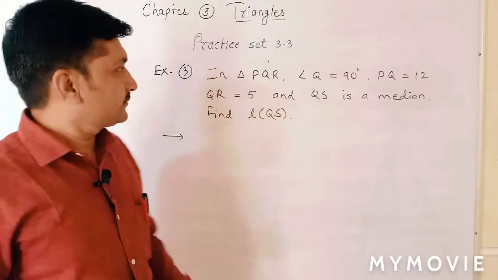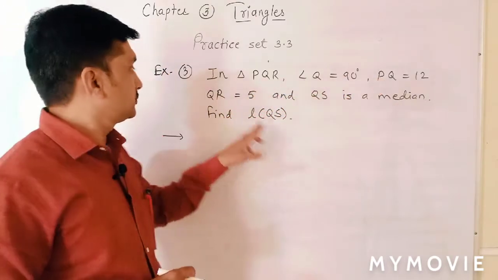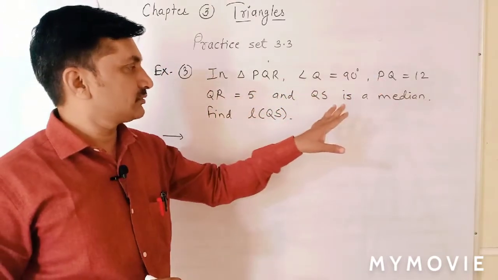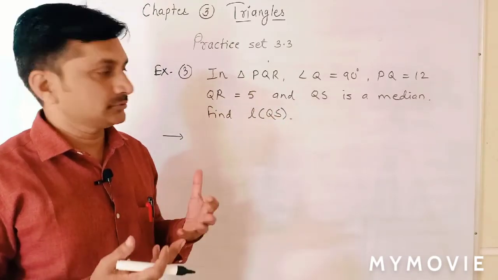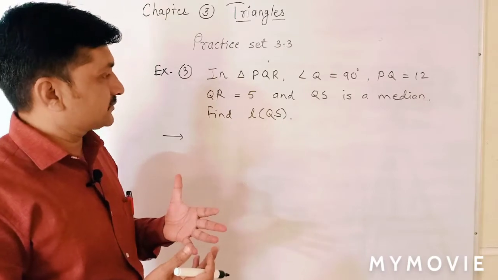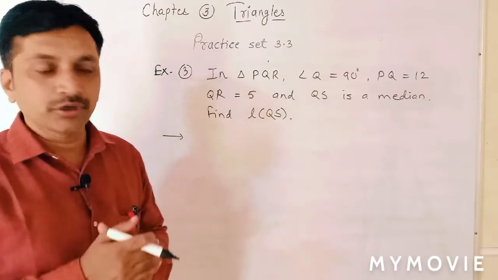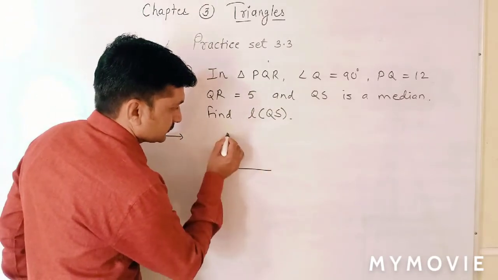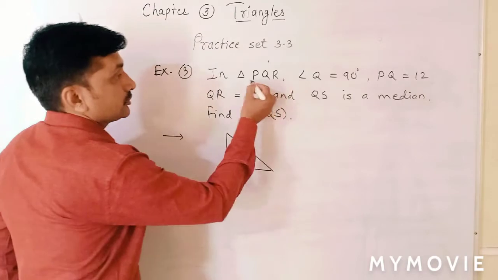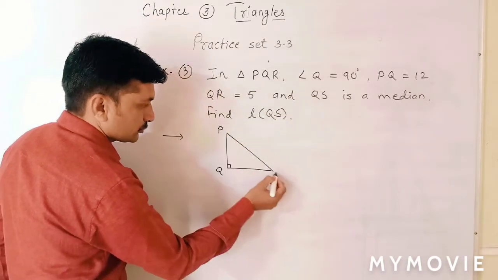Now example number 3. In triangle PQR, angle Q is 90 degrees, PQ is 12, QR is 5 and QS is the median. But without a figure we cannot consider where the median is, where the midpoint is. For that we have to draw a rough figure first. Draw a rough figure of a right angle triangle. In PQR, Q is 90, so Q will be here, 90, PQ here, now R.